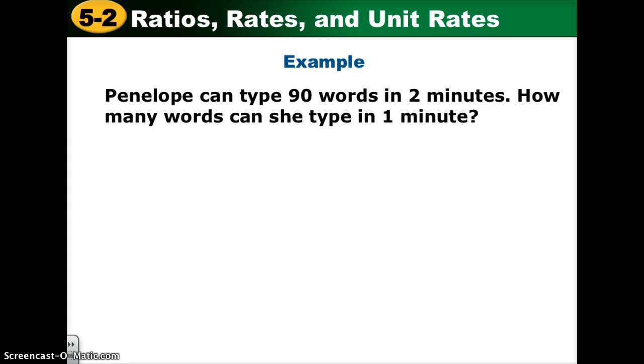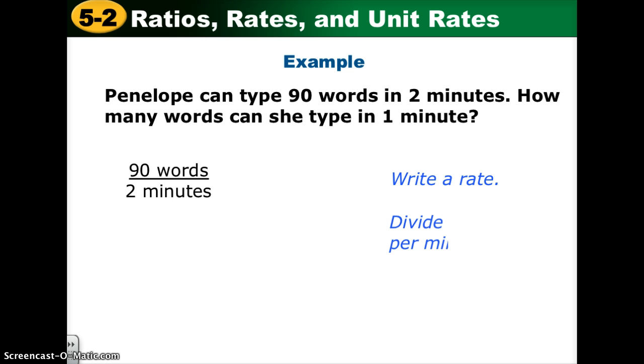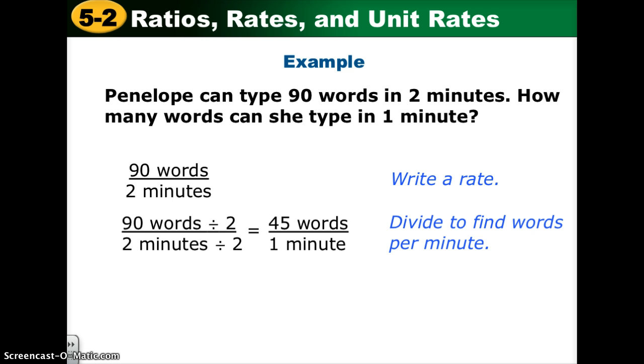Penelope can type 90 words in 2 minutes. How many words can she type in 1 minute? Set up the rate, 90 words per 2 minutes. Reduce it so it's 1 minute, which means divide 90 by 2. 45 words per minute is Penelope's rate.